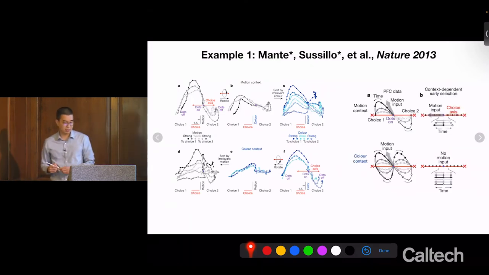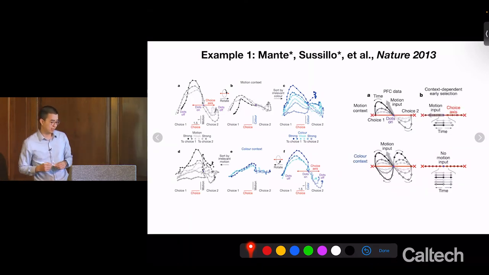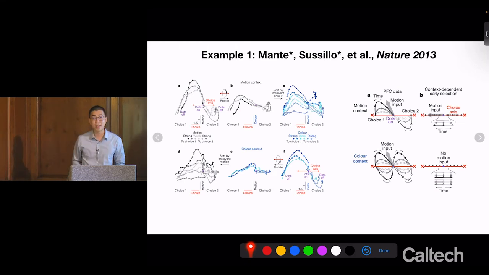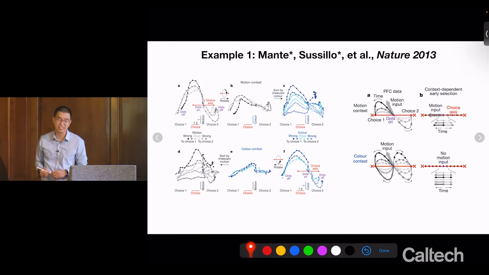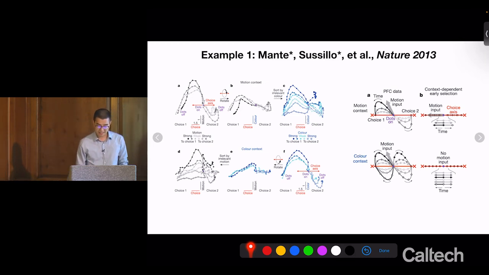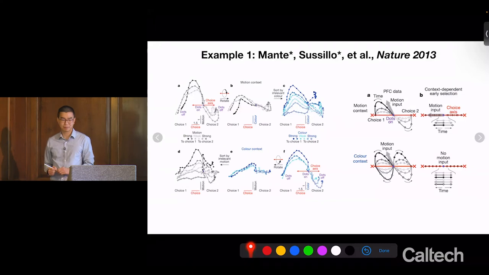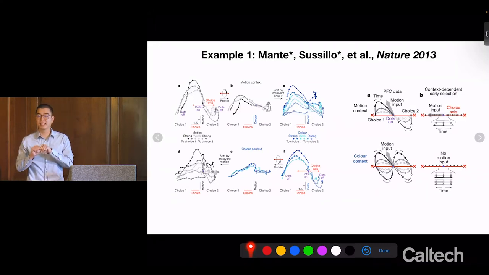And if you were to then look at this PFC data and compare it to prevailing hypotheses, what they found is that prevailing hypotheses don't account for this. Let me just give one example of a hypothesis that they wanted to compare to. This is called the context-dependent early selection hypothesis. In this hypothesis, there's just a choice axis, right? PFC definitely has to represent choice because you have to know what target the monkey is going to reach to.